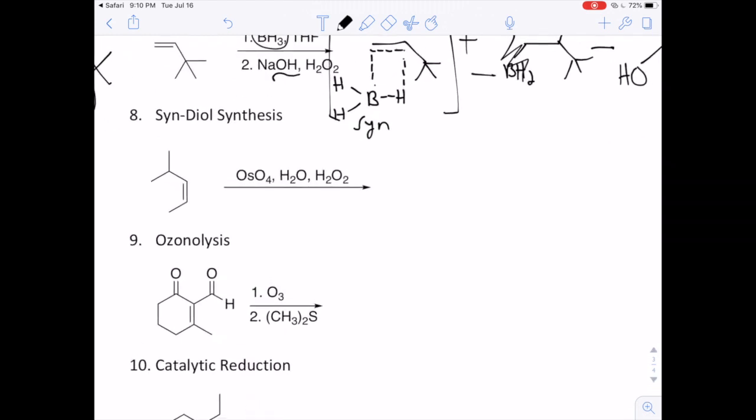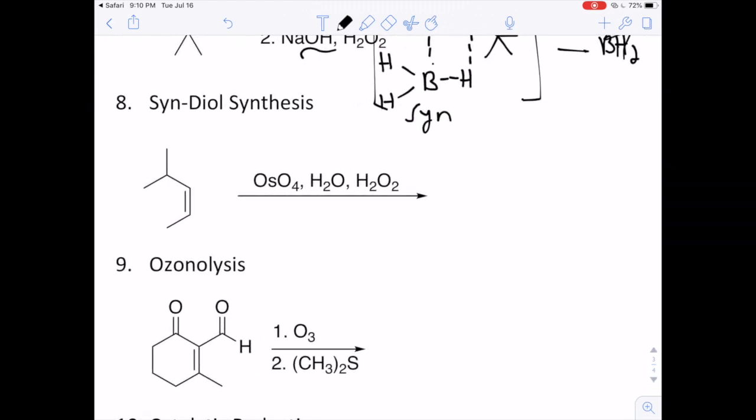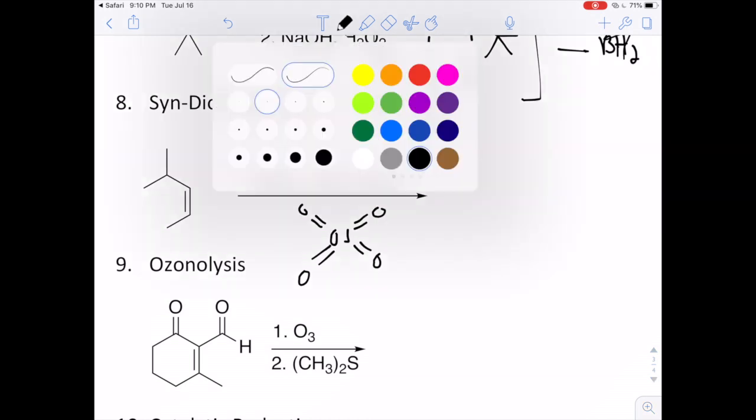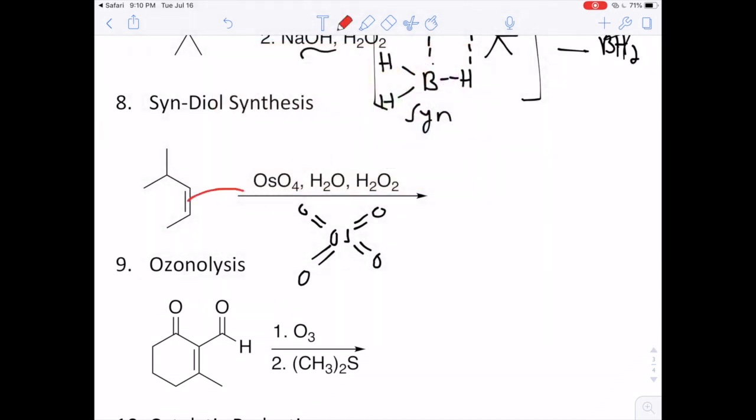So for syn-diol synthesis, we have this weird reagent called osmium tetroxide, and the Lewis structure for osmium tetroxide looks like this. Okay, so the mechanism is a single-step concerted mechanism in terms of forming the first intermediate. So we can rationalize that what's going to happen is that pi bond is going to come and attack that oxygen, and then that oxygen is going to move over here onto that osmium, and then that pi bond is going to come back and swivel over and attack the rest of the pi bond.